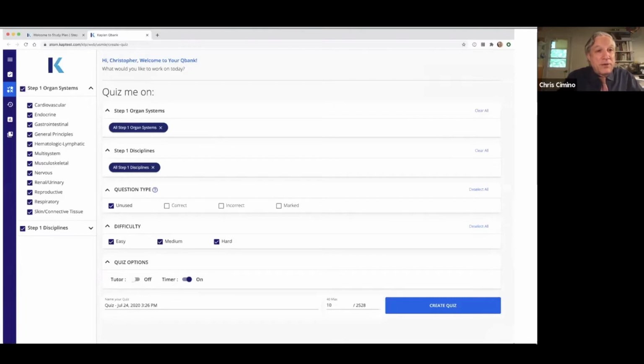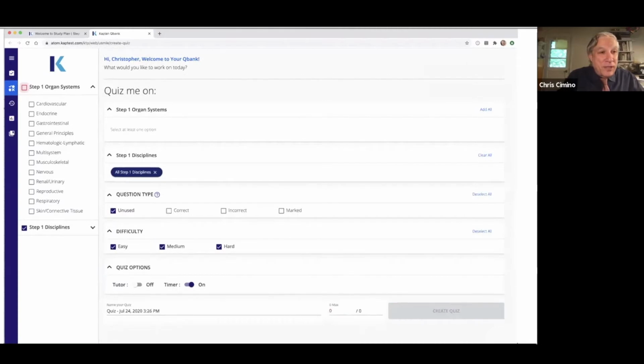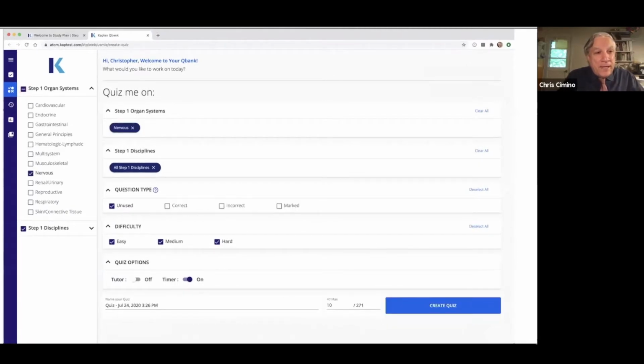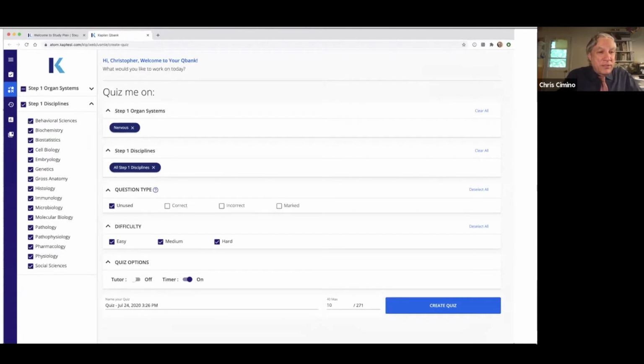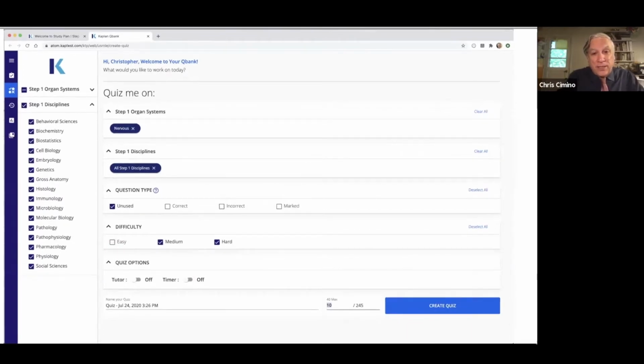I'm a neurologist, so I'm going to make it a little easier on myself and focus on just neurology. And I'm going to take all disciplines, and let's get rid of the easy questions. Actually, let's make this an untimed quiz because I'm going to be doing explanation. Don't want to run out of time while I'm talking. And finally, we'll make it a short quiz. I think about 5 items should be about right. And let's get started.